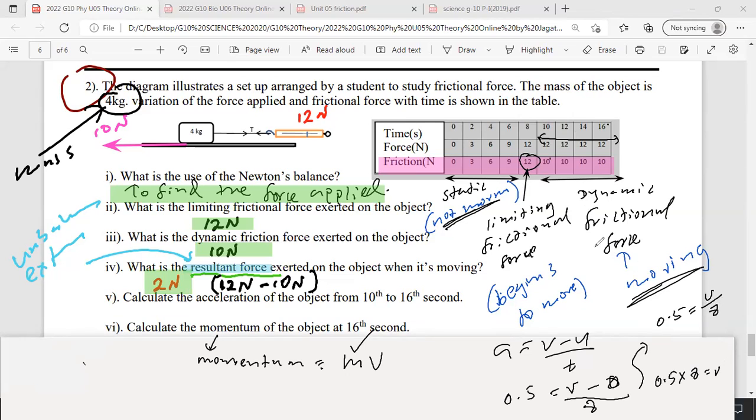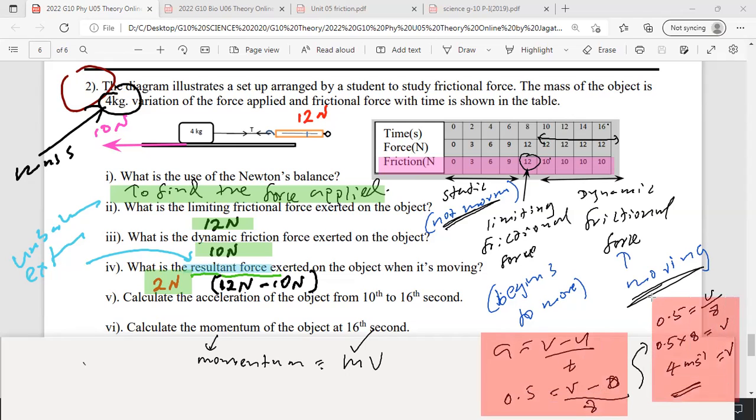V of 8. Then you get 0.5 into 8 equal, you get 4, right? 4 ms minus 1. First you have to find the velocity using this equation.